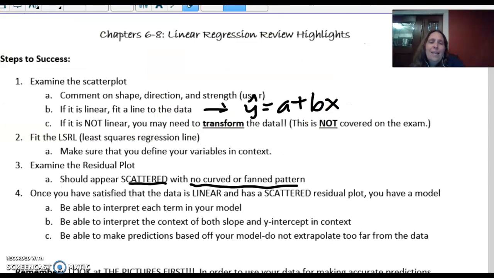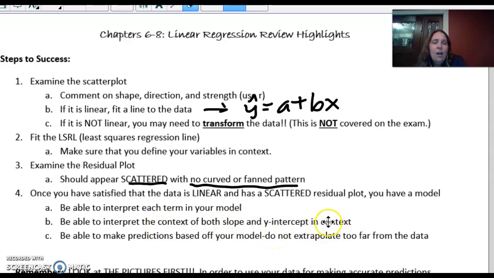All right, so in case I haven't said it enough, make sure that you always address your variables in context. I think you've heard that a few times before tonight already. Be able to interpret each term in your model. So again, A is the y-intercept, B is the slope, X, talk about what it represents and in what units, Y, same thing.